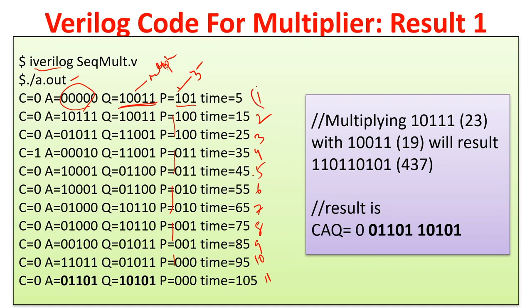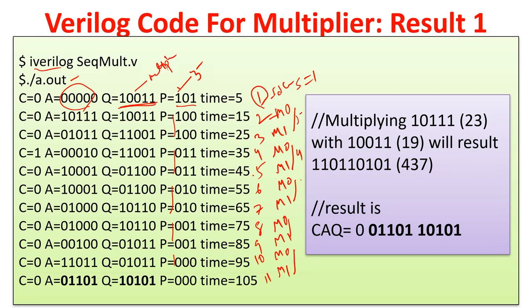This one is initializations, and after initializations comes the idle state, and S is equal to 1, that is go is equal to 1. From this point it goes M0, M1, M0, M1, M0, M1, M0, M1, M0, M1, so 1, 2, 3, 4, 5. This is per bit: P is equal to 5, P is equal to 4, P is equal to 3, P is equal to 2, 1, and here we are getting 0.